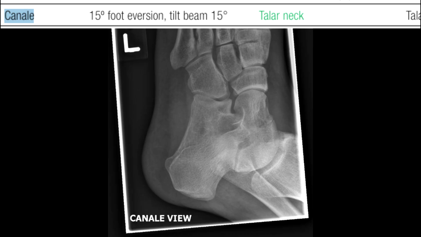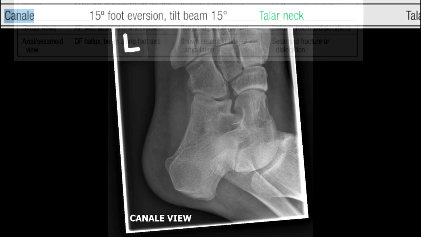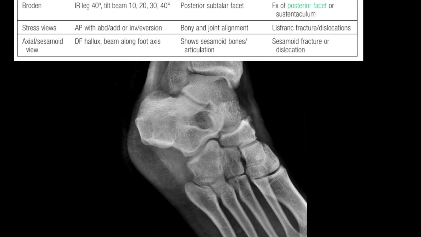The Broden views are another set of specialized projections. With the patient's leg internally rotated 40 degrees and the beam tilted at varying angles, 10, 20, 30, and 40 degrees, these views highlight the posterior subtalar joint, including the posterior facet and the sustentaculum tali. Fractures of the posterior facet of the calcaneus or sustentaculum may not be visible on standard X-rays, but they are crucial for surgical planning as they dictate how the subtalar joint is reconstructed.